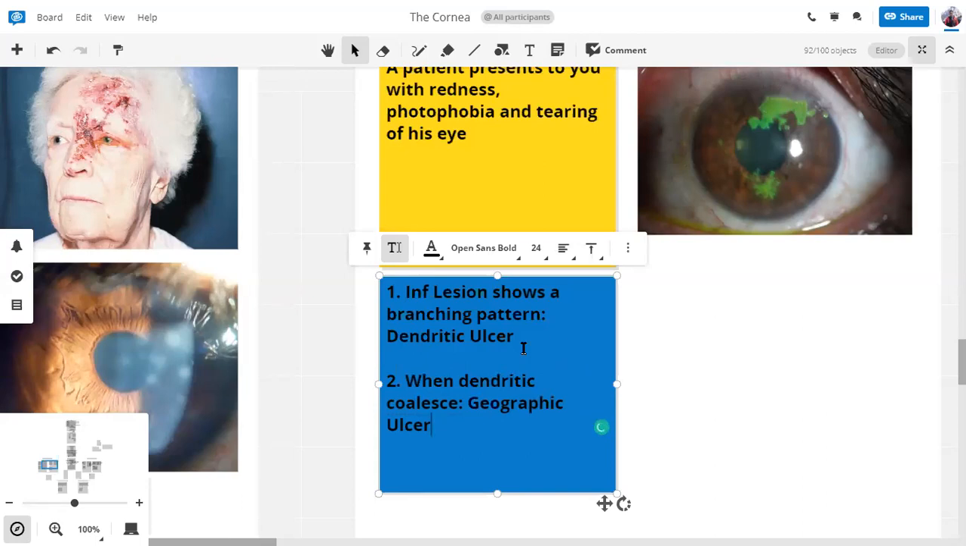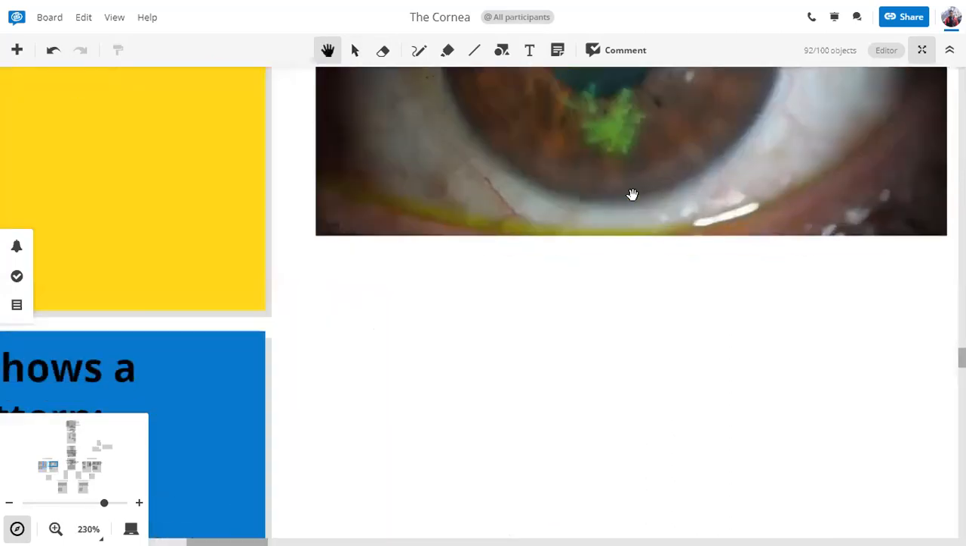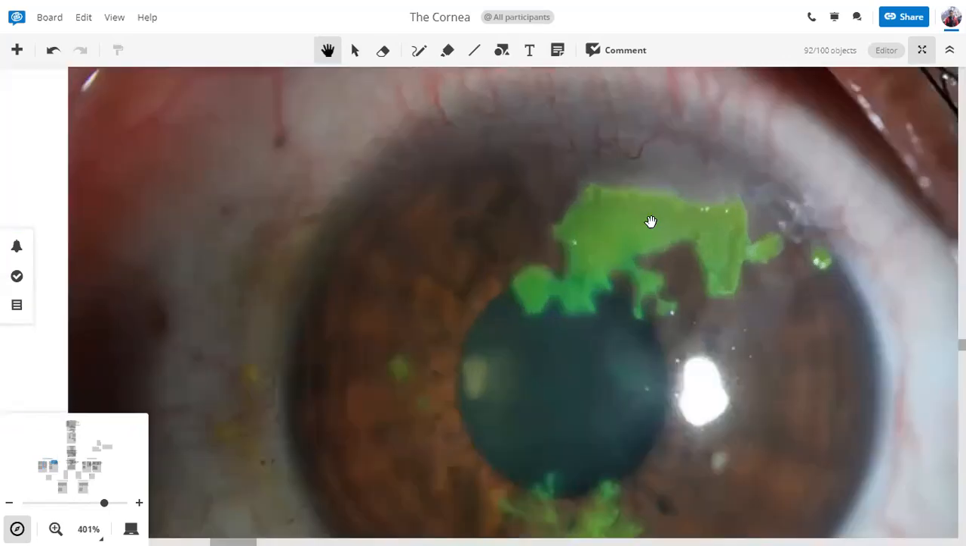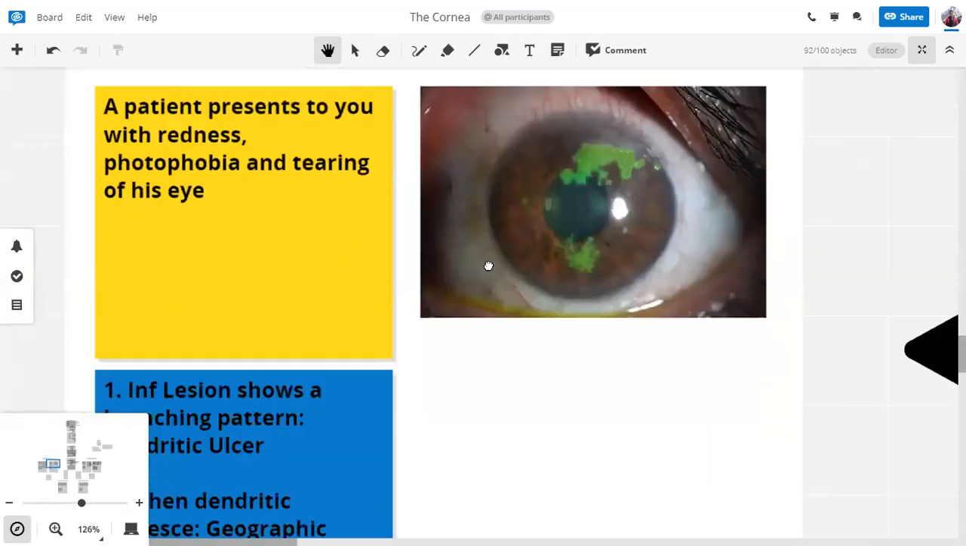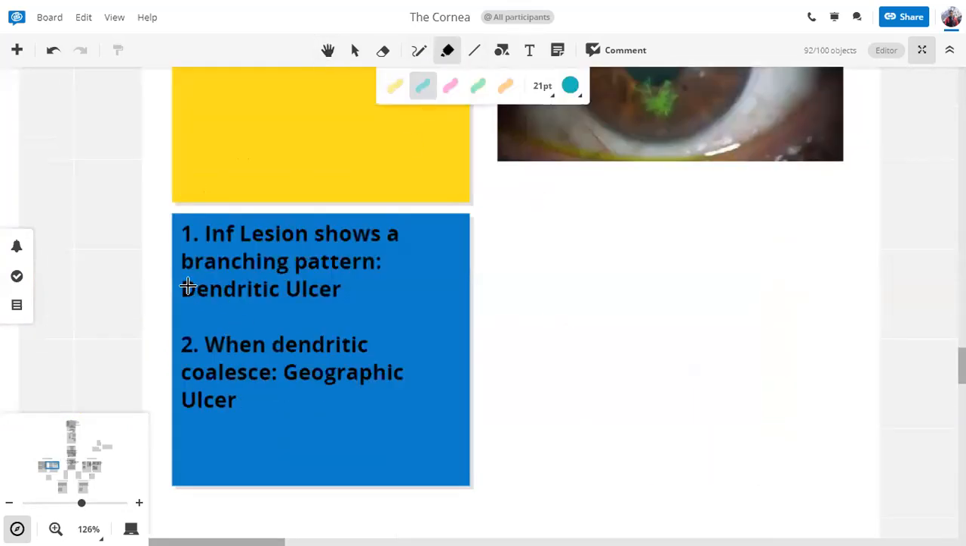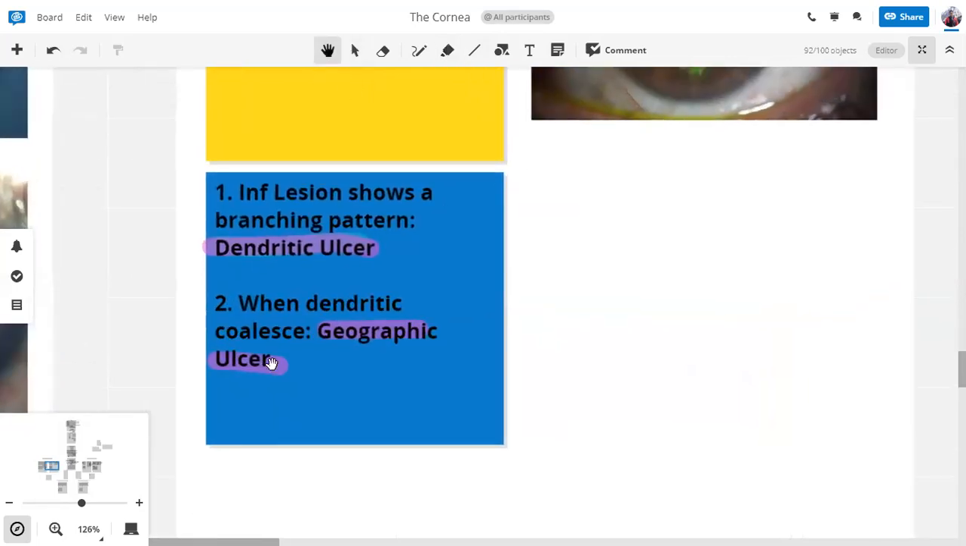So we've just seen two things. The first is a dendritic ulcer, which forms a branching pattern, and the second is a large confluent ulcer, which shows some dendrites as well. Whenever these two lesions are given to you, what are they characteristic of? Viral. Geographic ulcers and dendritic ulcers are characteristic of viral ulcers. Geographic ulcers are also called confluent ulcers.